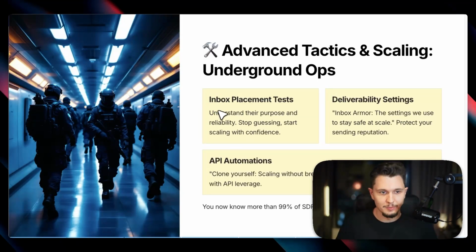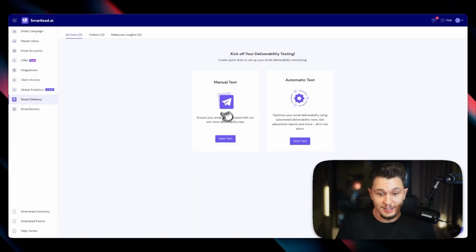Inbox placement tasks can be done inside Smartlead natively in the following way. All you have to do is come here to Smart Delivery, come in here and create a task. Could be automatic or manual. The difference is very obvious. Automatic runs on a schedule. Manual runs every time you trigger it.